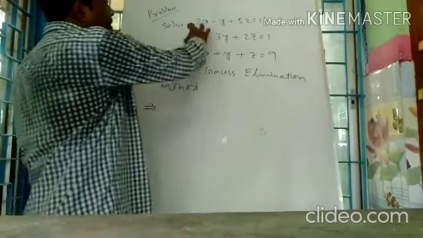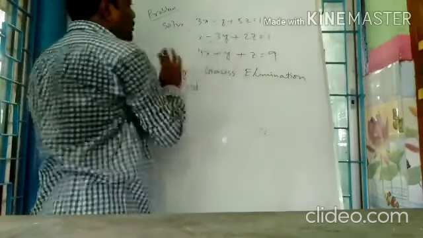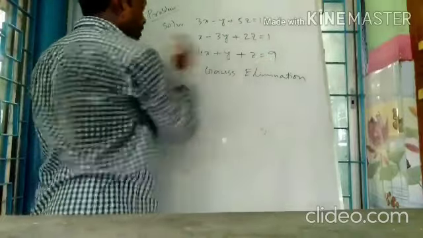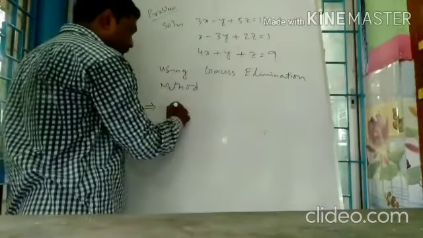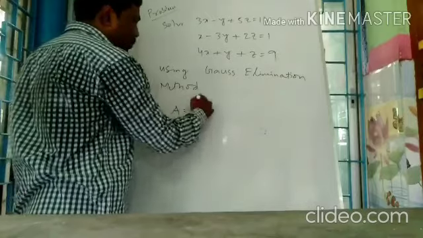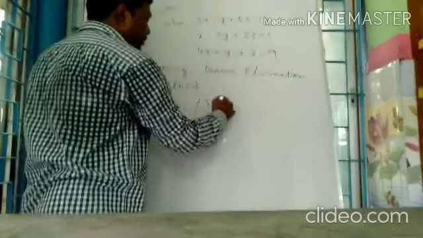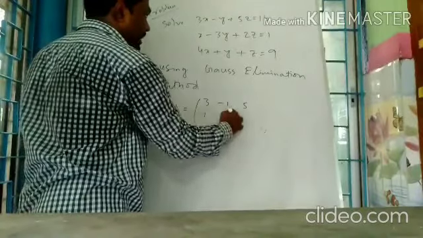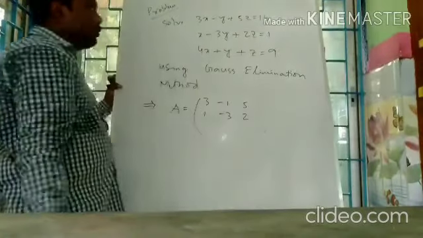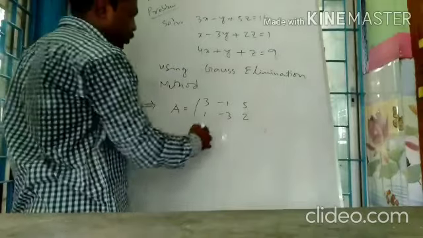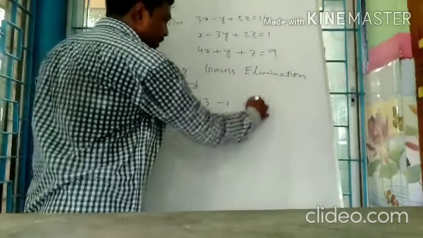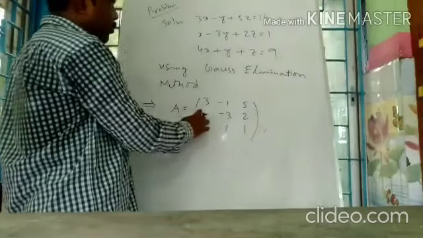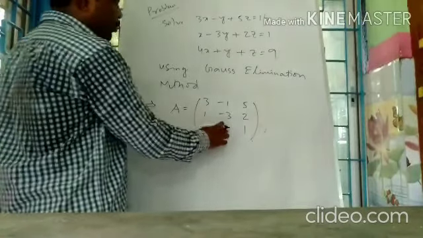The given system of equations is 3x minus y plus 5z equals 16, x minus 3y plus 2z equals 1, 4x plus y plus z equals 9. So the coefficient matrix A is what? Here the coefficient matrix A equals 3, minus 1, 5; 1, minus 3, 2; 4, 1, 1. This is the coefficient matrix A.